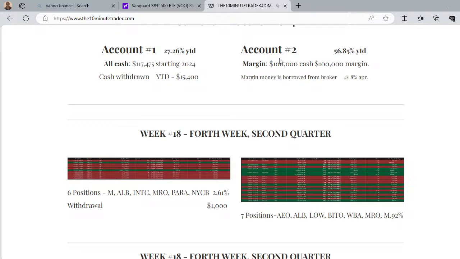56.85. Margin is a huge difference. I do not suggest you doing margin because there are risks involved.